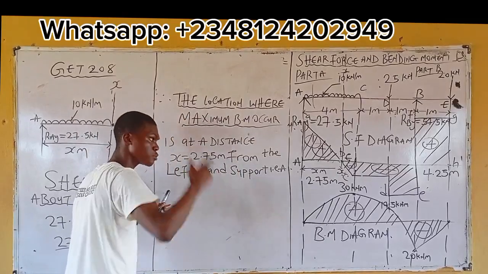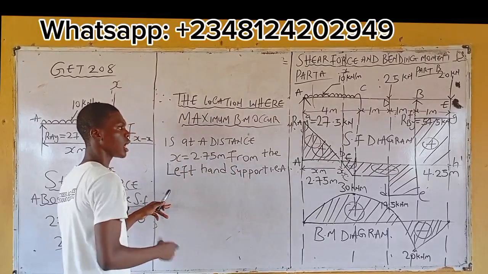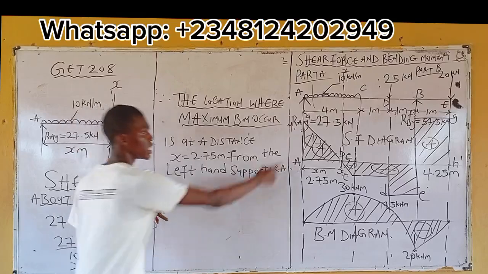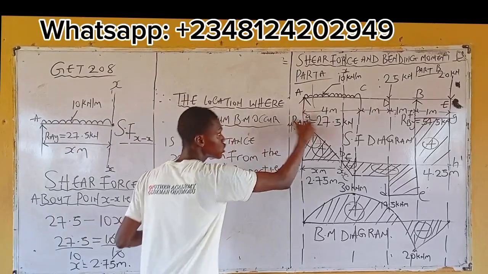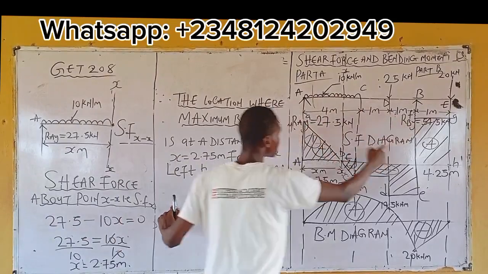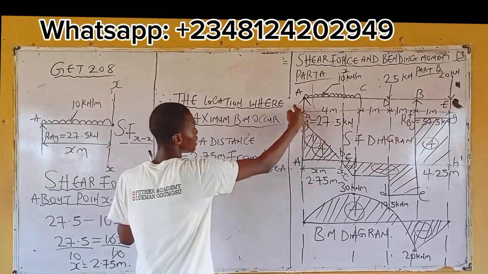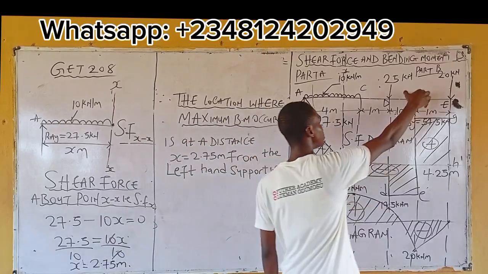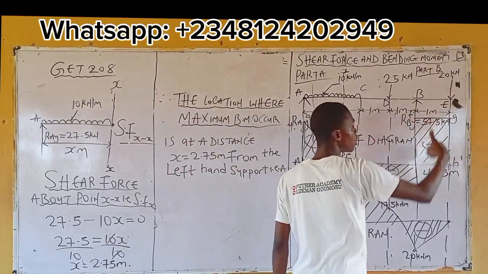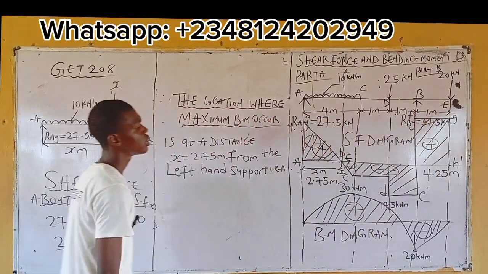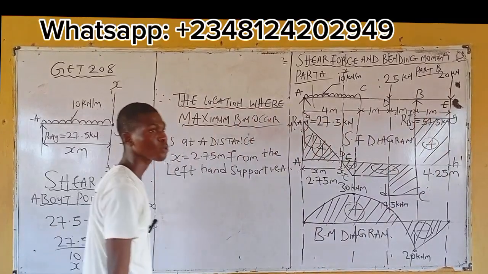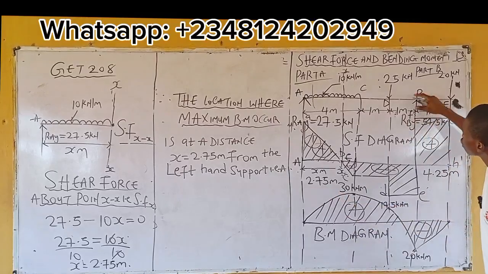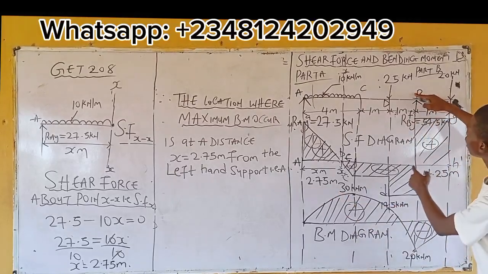You won't just stop at saying the location is at a distance x equals 2.75 meter. You have to be specific. From what point? I'm saying from the left hand support, which is A. This beam is having two supports. Now, what if you want to make use of the right hand support, meaning B? What will be your distance in this case? 3.25. If from here to here is 2.75, then you want to make use of this other distance.